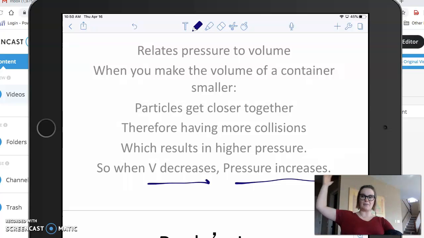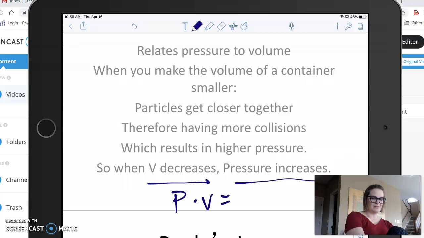If we make the container bigger, the molecules get further apart, so they collide less. So when volume increases, pressure decreases. So Robert Boyle figured out that when you take those two variables and you multiply them together, if you do pressure times the volume, that'll give us a constant.